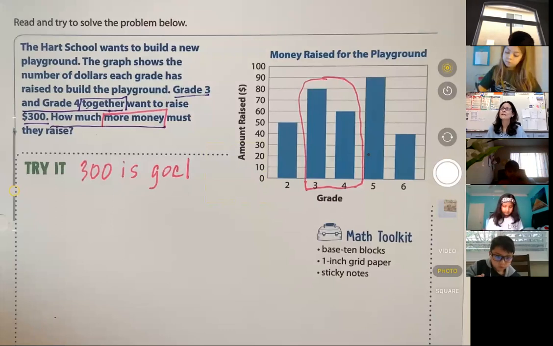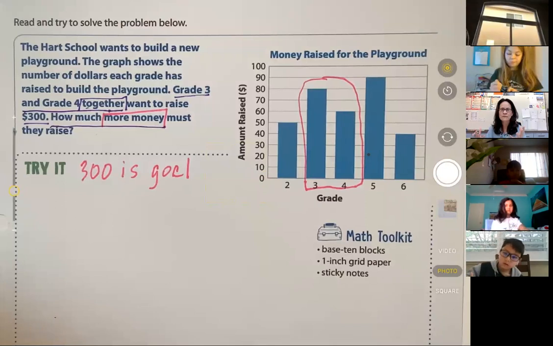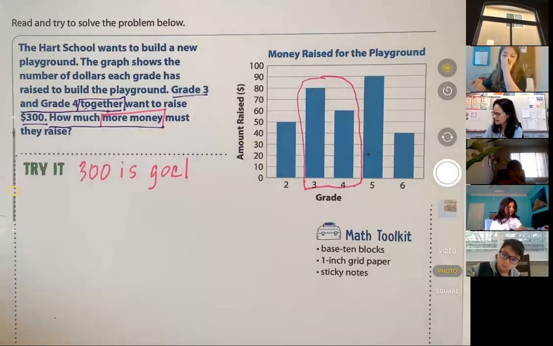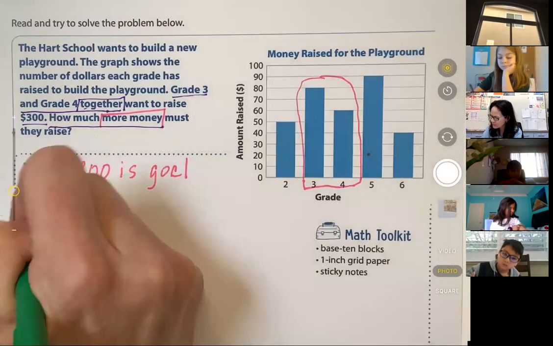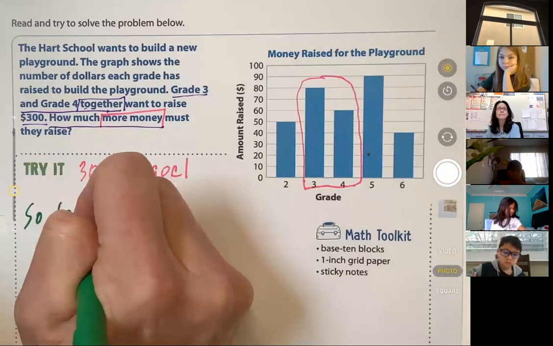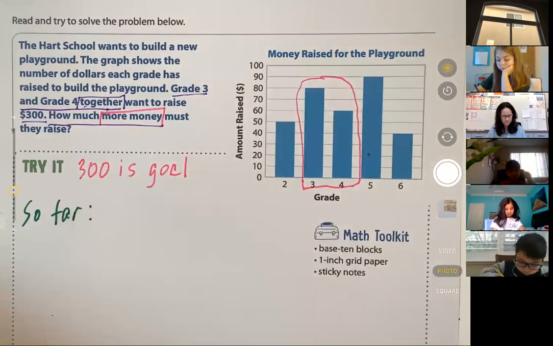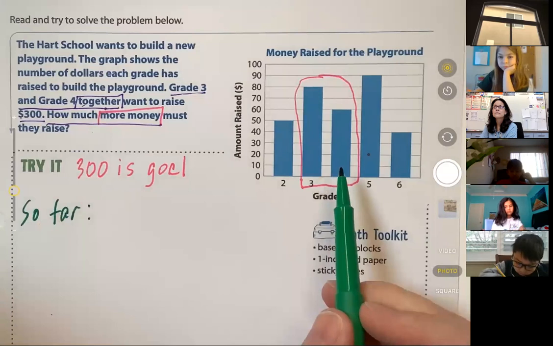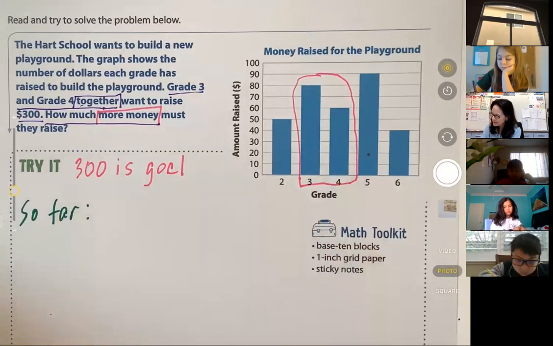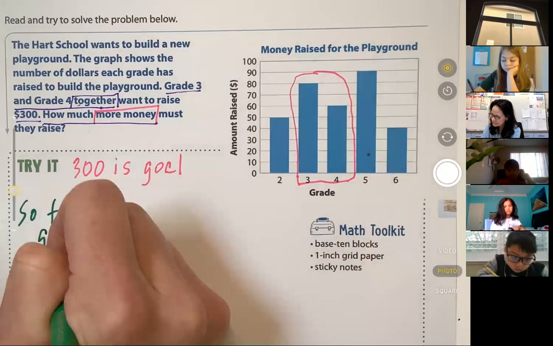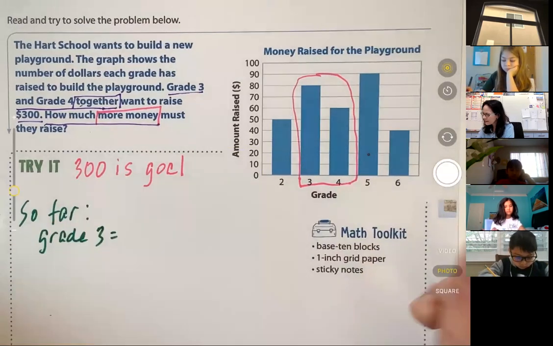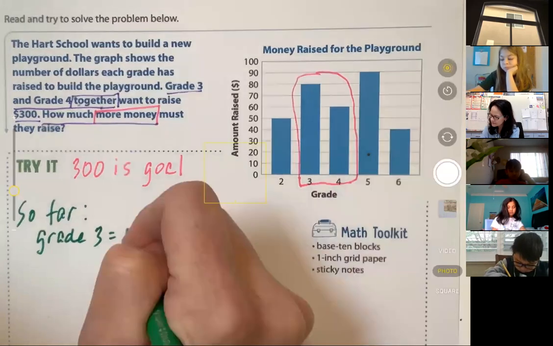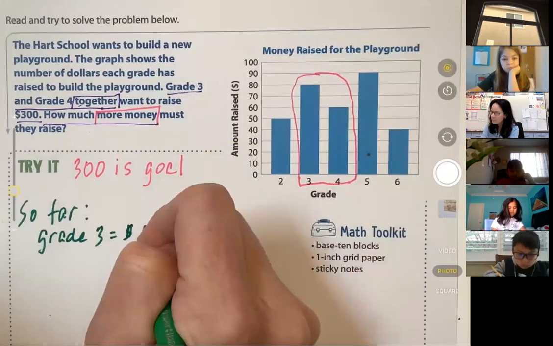How much has been raised so far? So I think I'm gonna call that, and my friends know I like to use different colors because it helps my brain. So I'm gonna call this, so far, what's been raised. What's been raised so far. Grade 3, grade 4 together. All right, so grade 3, and that's $80. Great.